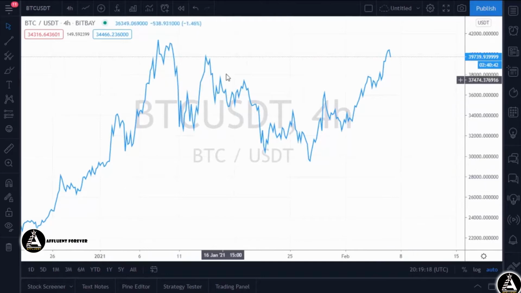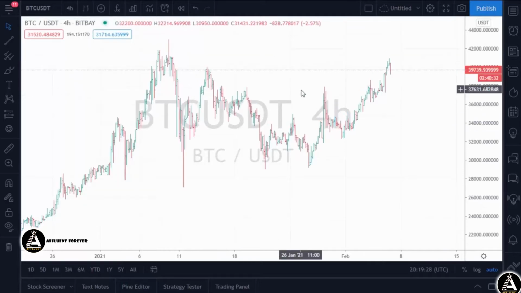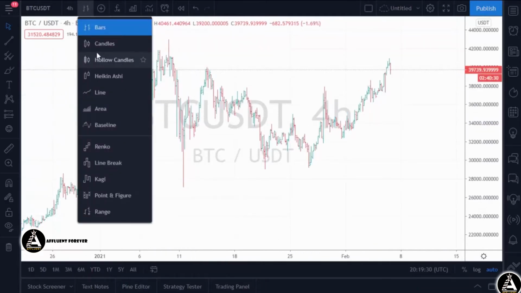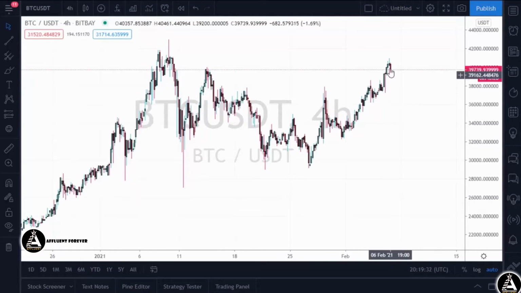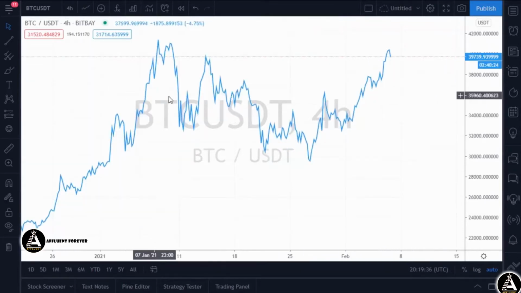You can see I have a line chart of Bitcoin US Tether, USDT, 4 hour. So that means every bar or every candlestick is what happens over the course of 4 hours. The line plots the close every time, at the end of 4 hours, it might be there, or it might be there, up there, etc.